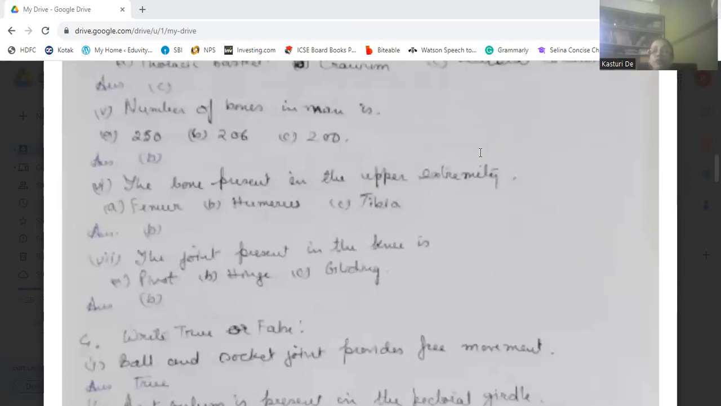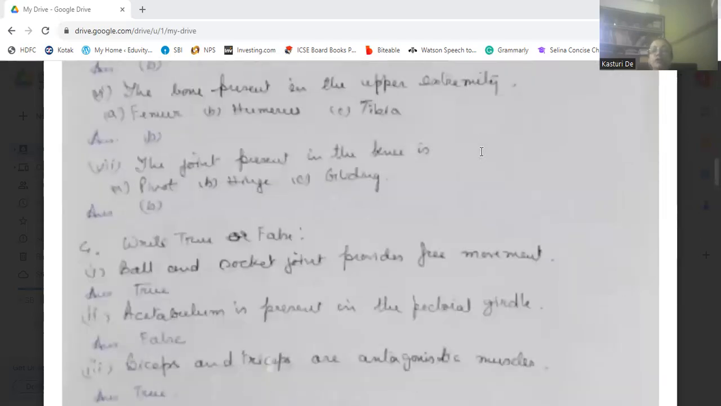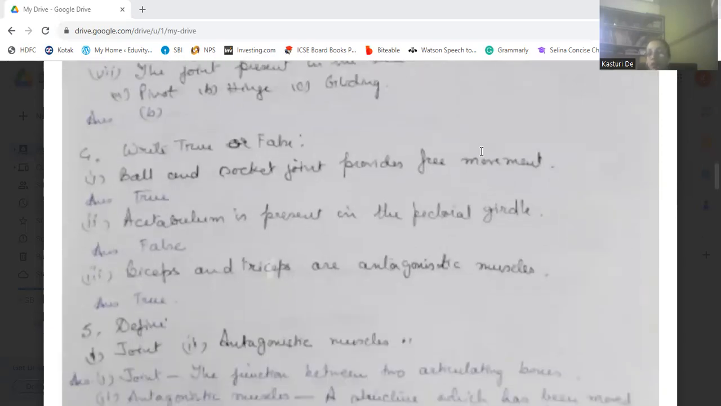The bone present in the upper extremity is humerus. Upper extremity means the upper portion of the body, hands, limbs. The joint present in the knee is hinge joint. One side it can open.